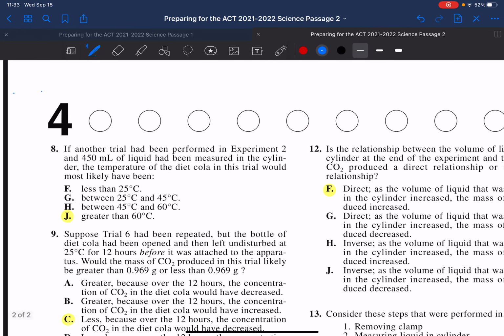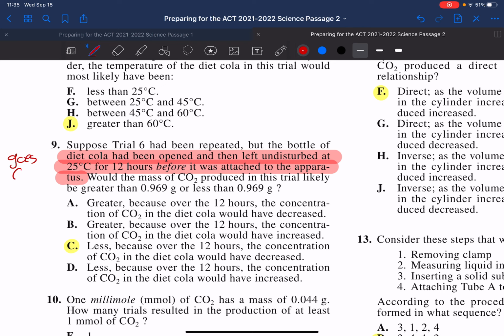Number 9, suppose trial 6 had been repeated, but the bottle of cola had been left open and then left undisturbed for 12 hours before it was attached to the apparatus. Now here's where you have to think a little bit about what you're doing. We're taking Diet Cola, so soda pop, and we're leaving it open for 12 hours. So what's going to happen? Well, it's going to go flat.